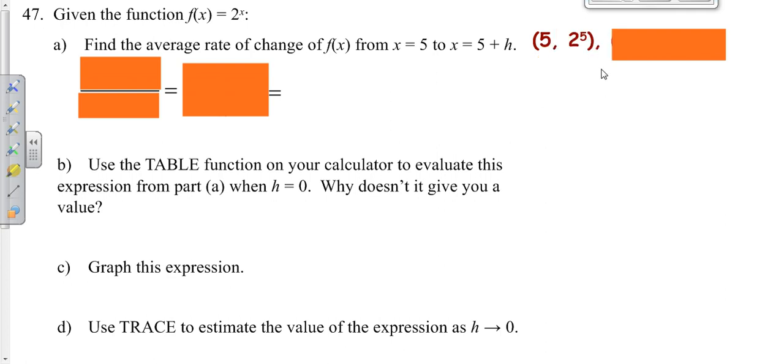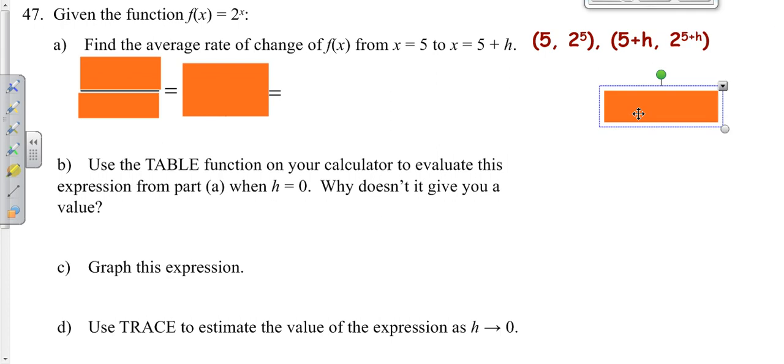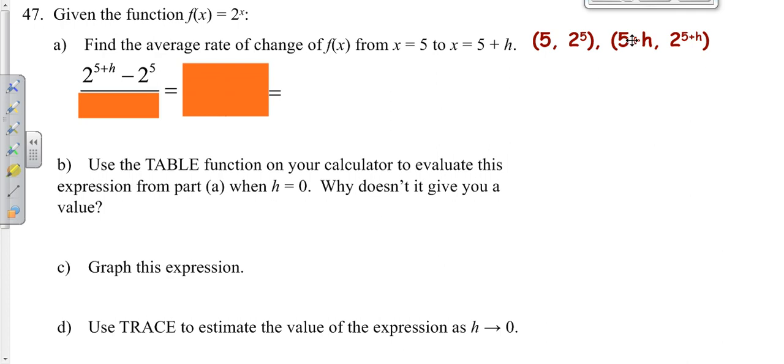And then we've got to come back and plug in our other x coordinate of 5 plus h. Plug that in here for our x and we get 2 to the 5 plus h. So now all we have to do is just do our slope, changing our y's over changing the x's. Our bottom does simplify. There's really not much we could do to the top.